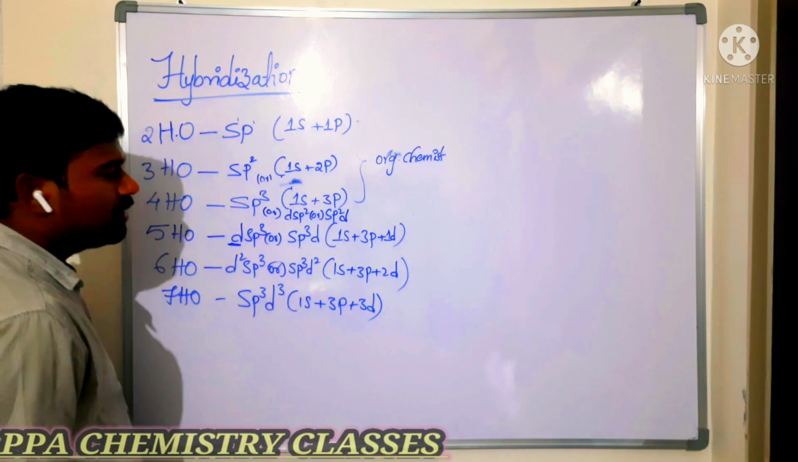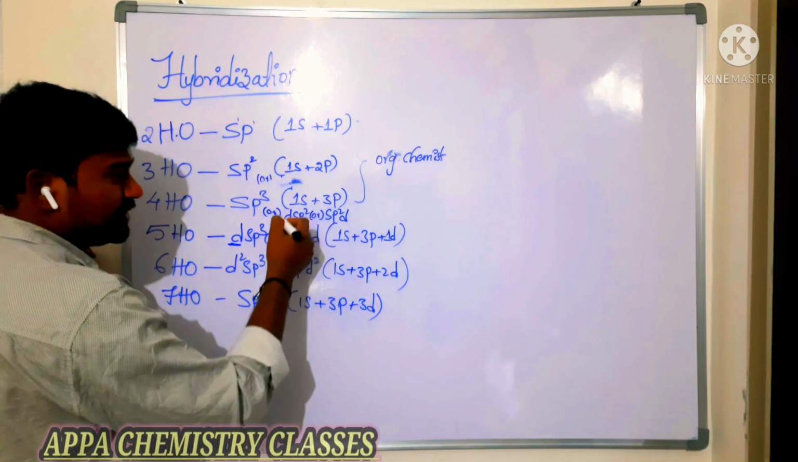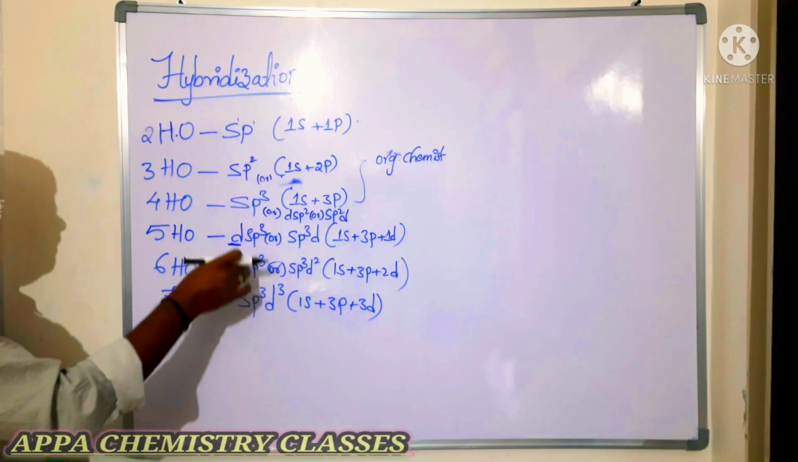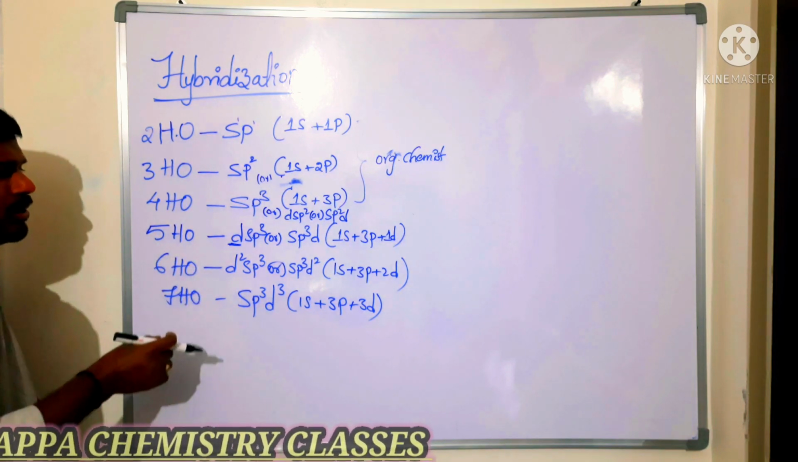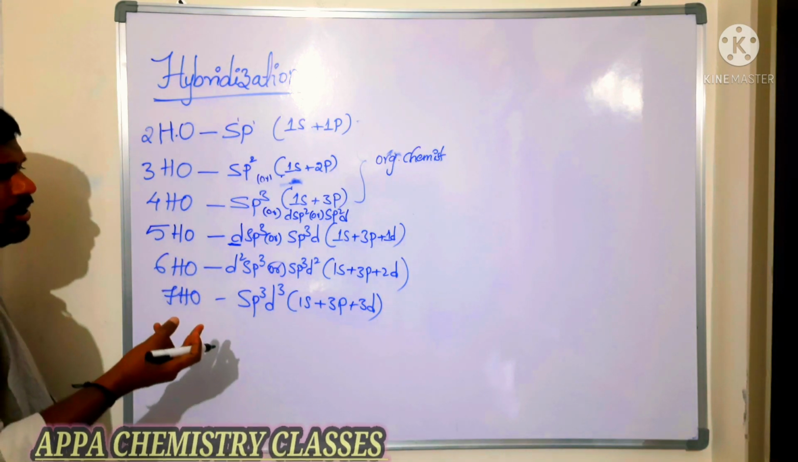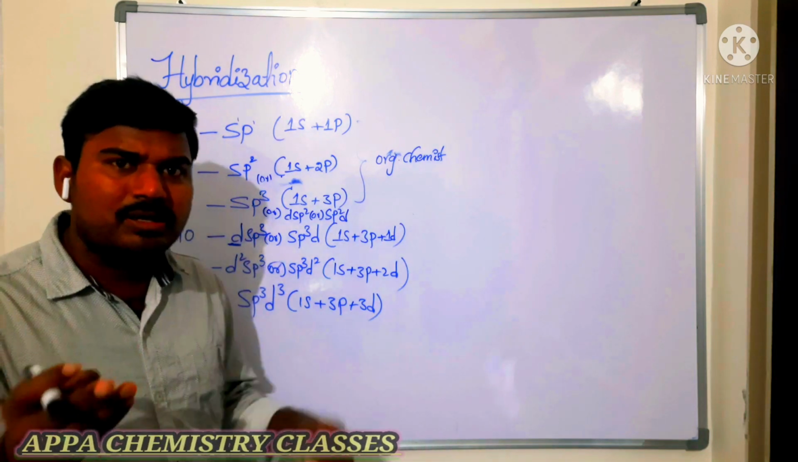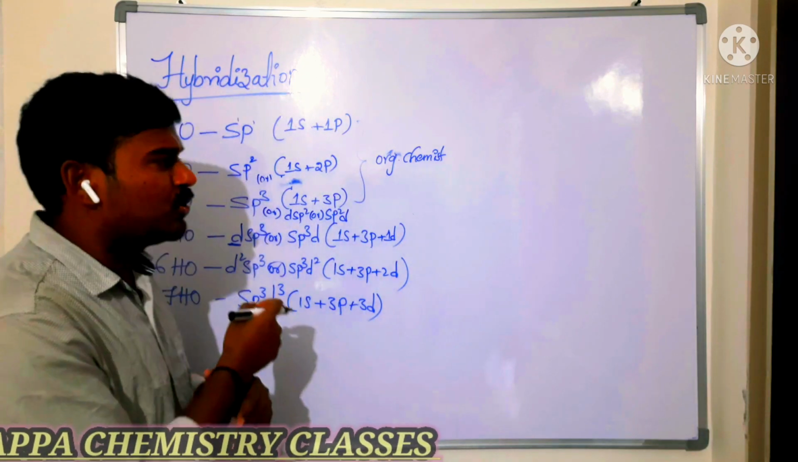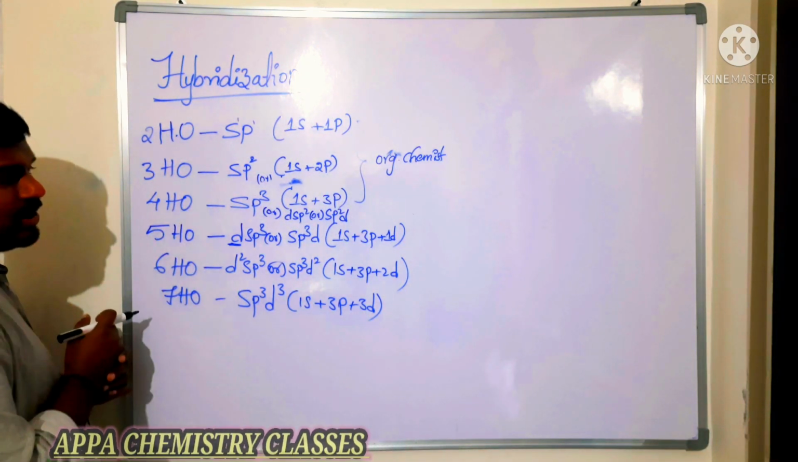Now, in some inorganic compounds, those we'll see mainly in complex compounds. So these inorganic compounds also we are going to see. Now, whatever d orbitals are there, we have different types of d orbitals: dxy, dyz, dzx, dx square minus y square, dz square. Which d orbitals are participating in hybridization here?